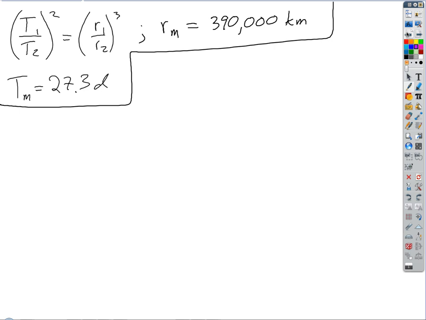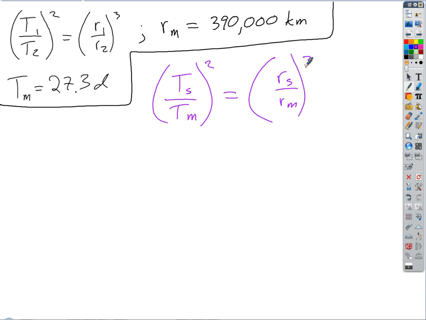The moon is just a satellite around the Earth. That's all it is, right? A geosynchronous satellite is another satellite around the Earth. So we ought to be able to make a comparison using this ratio. We should be able to say that T sub S, the period of the satellite, divided by the period of the moon, squared, equals the ratio of R sub S over R sub M, cubed, right?